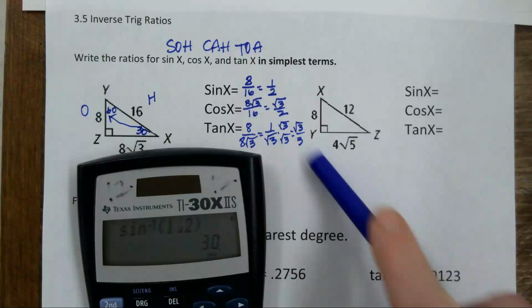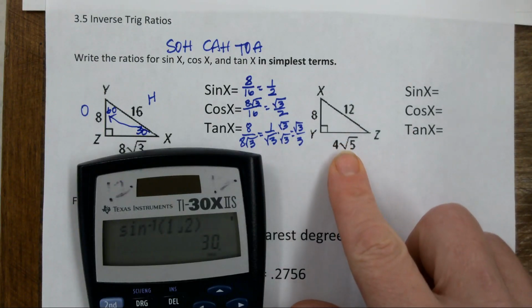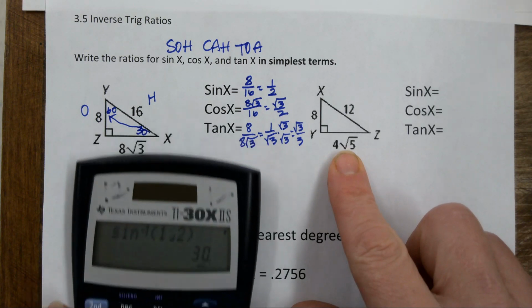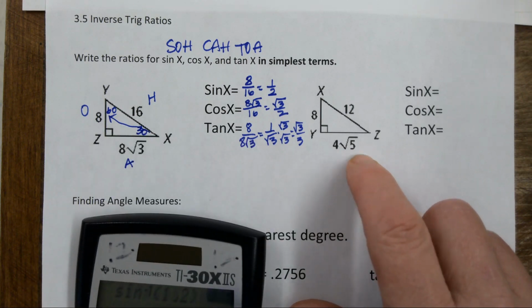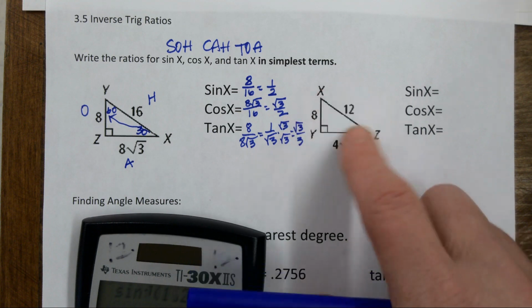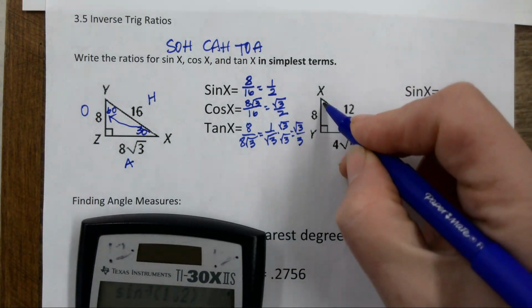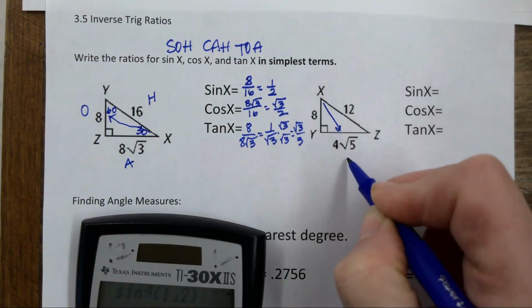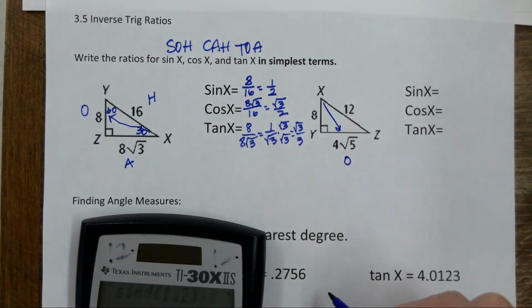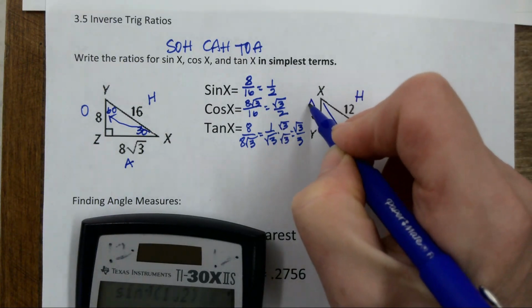Is this a special right triangle? Any relationship that we can see? Square root of 5, but I remember working with square root of 3 and square root of 2, so it's not one of the two that we've talked about. But they still have ratios, so if I want to go to the sine of x, again, remember I look at x and I go opposite. Hypotenuse is always across from the right angle. Adjacent is the remaining side.